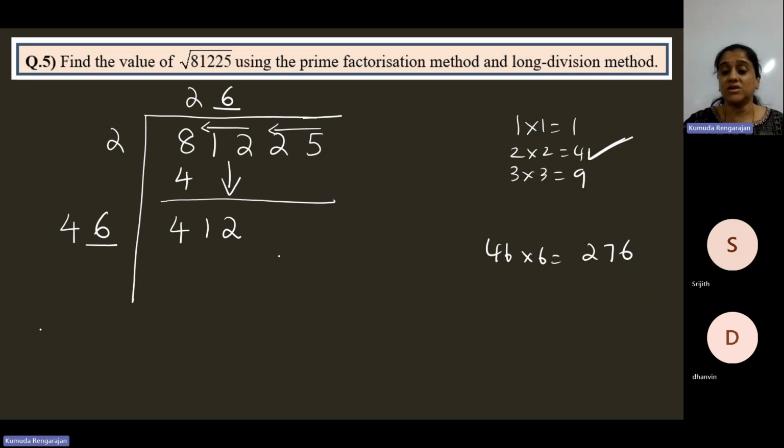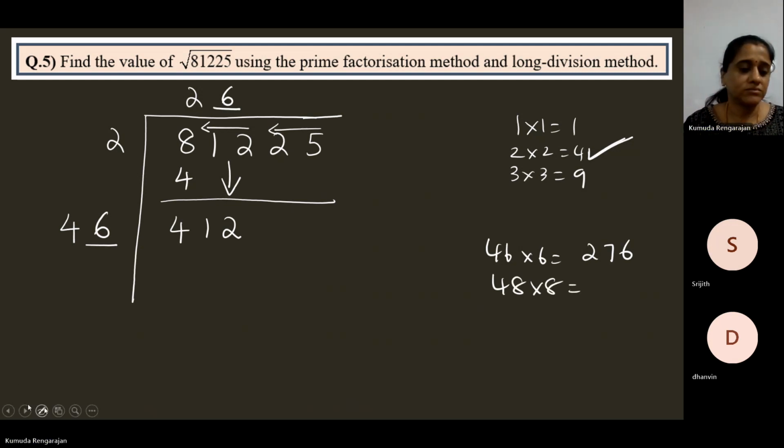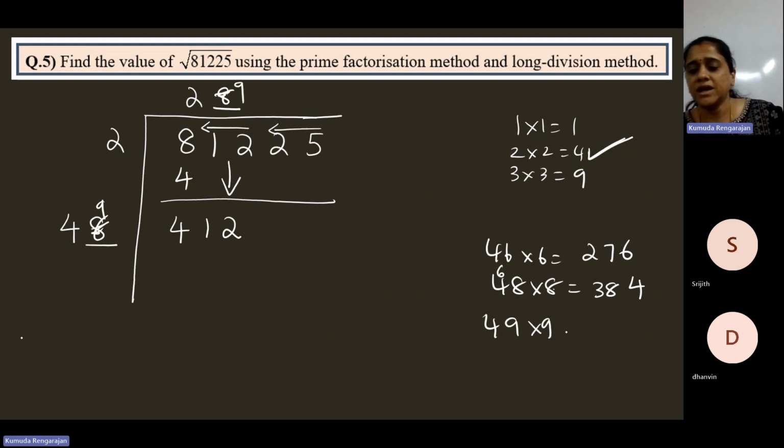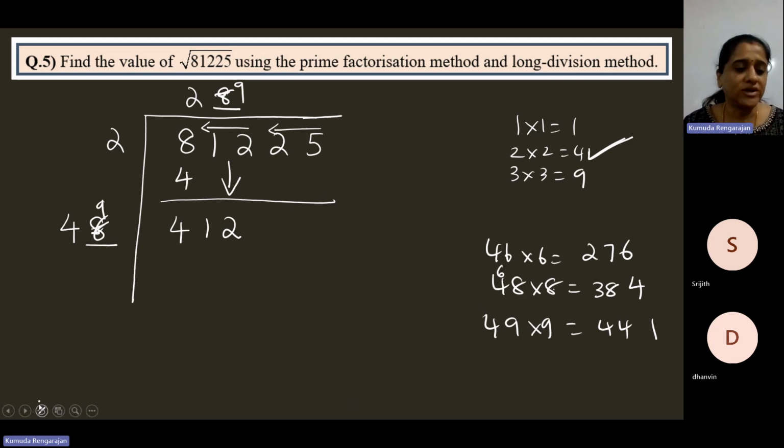No, it's way less than 412. So let's try 48 into 8. Whatever digit you place here, you must place the same digit here. 8 eights are 64. 6 carried over. 8 fours are 32. 38. So let's try 49 into 9. 9 nines are 81. 8 carried over. 9 fours are 36. Plus 8, 44. This is more than 412. So we have to go with 48 into 8.